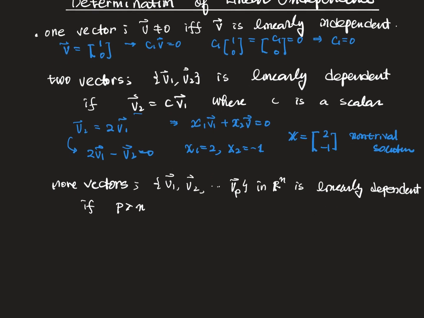Now more than two vectors. Say we have V1, V2, up to Vp, where p is the number of vectors in the set, and n is the number of entries in each vector, that is, the vectors are in R^n. When the number of vectors p is greater than n, the set of vectors is linearly dependent. We're going to have examples about determining linear independence.